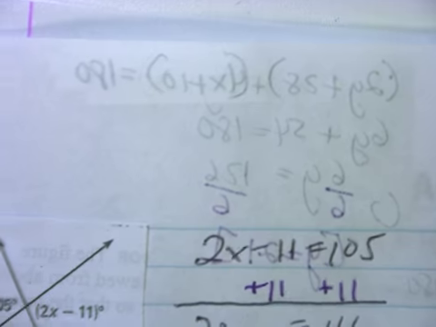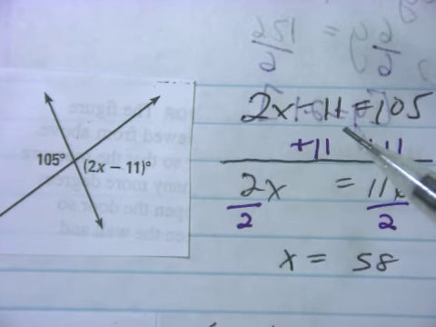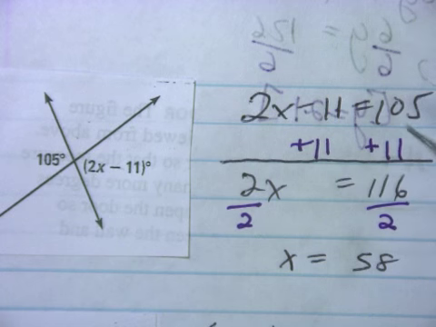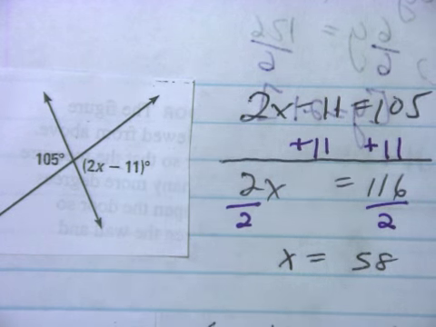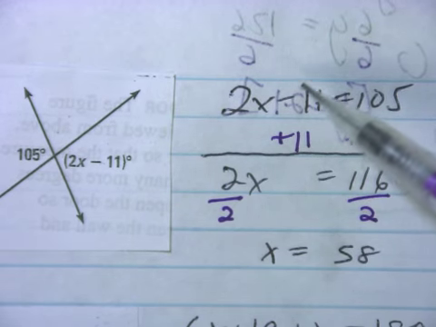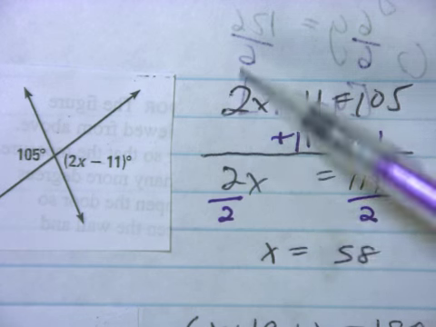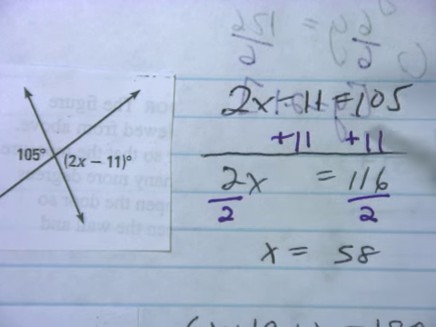When I do that, I'm basically saying that 2x minus 11 is equal to 105, because I'm saying that these two angles are the same. So basically, after that, all I have to do is just use simple algebra to solve for x. I add 11 to both sides, they cancel out, the 2x comes down, 105 plus 11 is 116, I divide both sides by 2, and x is equal to 58. So I have found the value of x.